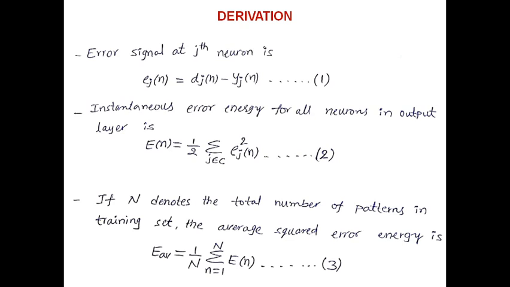Here if N denotes the total number of patterns in the training set, the average squared error energy is E average. Here we are calculating that average energy. Average energy means your actual energy signal is E of n. So if you want to do that, average means there are N patterns in the training set, from 1 to N. You will get errors E1 of n, E2 of n, and so on, E capital N of n, divided by N, the total number. That will be the average. That's what this equation says: 1 by N summation n equals 1 to capital N of E of n, which is nothing but the average error over all the training set patterns.